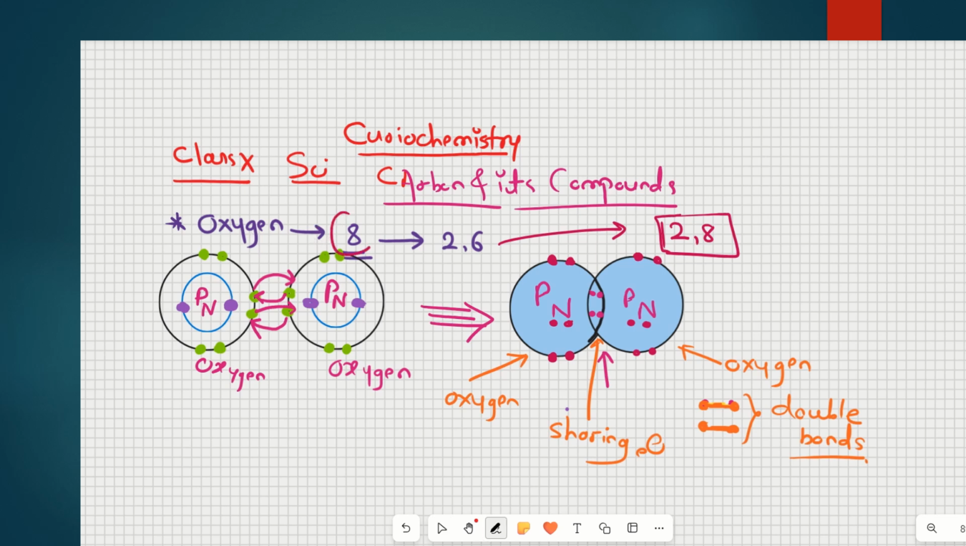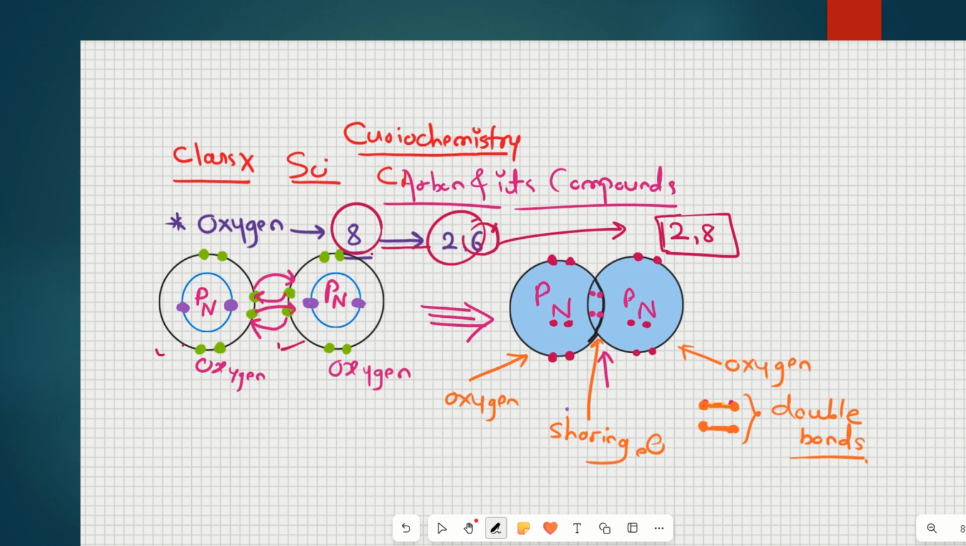Oxygen has atomic number 8 and we can write its configuration as 2, 6. As we know, for any element to show its reactivity and stability, it should have 8 electrons in its last orbit. You can see here the structure of oxygen, where P means proton and N means neutron. In the first shell there are 2 electrons, and in the last shell there are 6 electrons.